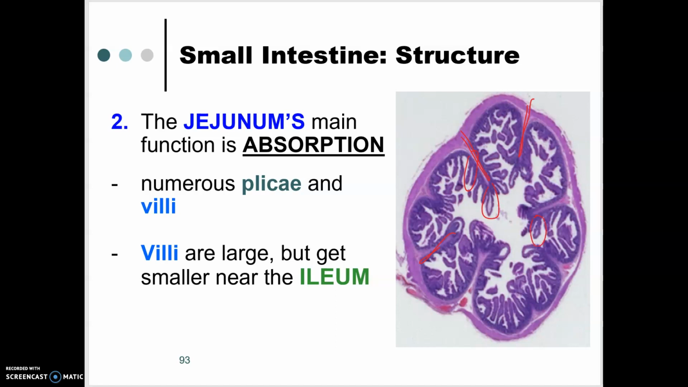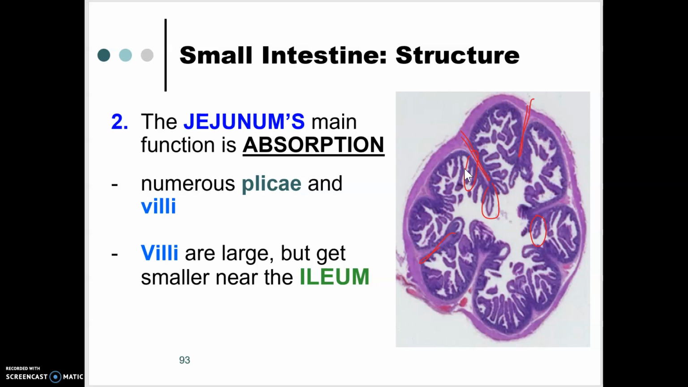There's going to be lots of plicae and lots of villi, and the whole point is to have as much surface area as possible, so that we can digest as much of our food as we can, be the most efficient we can, as well as absorb as many nutrients as we can from our food.